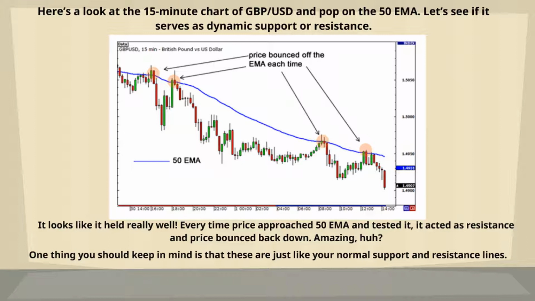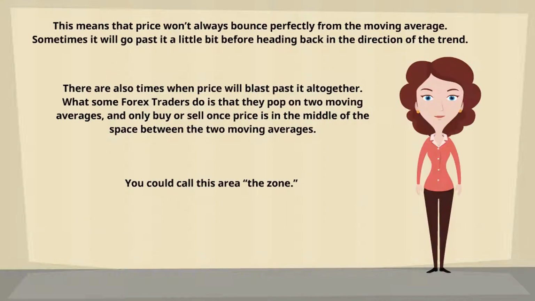It looks like it held really well. Every time price approached the 50 EMA and tested it, it acted as resistance and price bounced back down. Amazing, huh? One thing you should keep in mind is that these are just like your normal support and resistance lines. This means that price won't always bounce perfectly from the moving average. Sometimes it will go past it a little bit before heading back in the direction of the trend. There are also times when price will blast past it altogether.